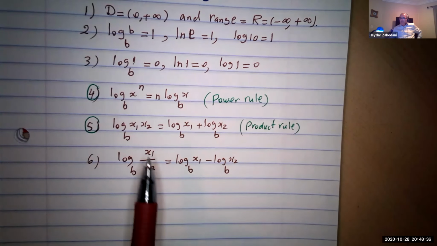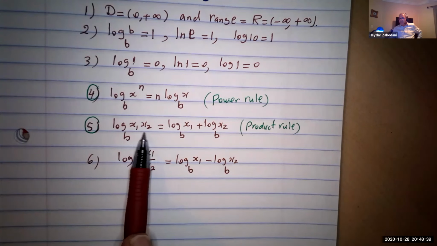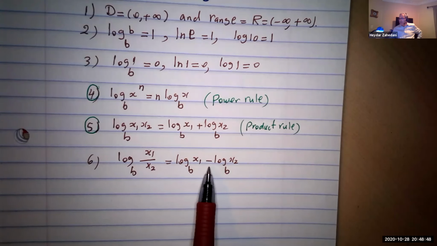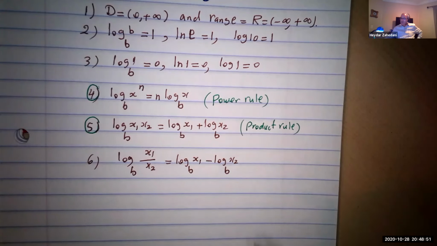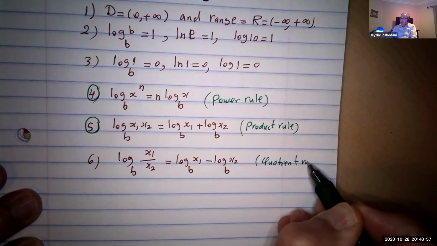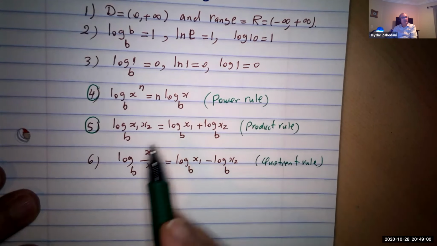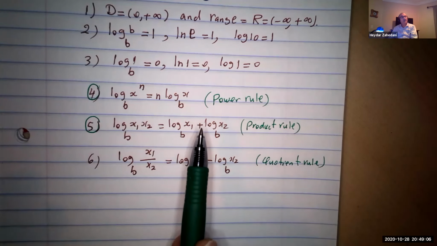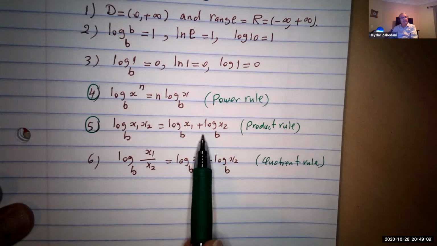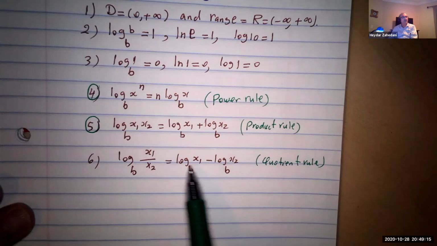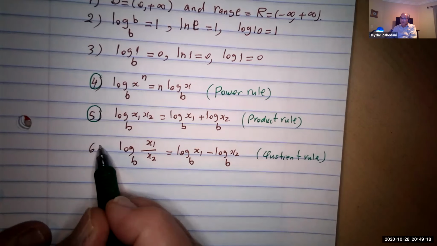So if you have any product, you can rewrite it as a sum of two logs. If you get any quotient, you can write it down as a difference of two logs. This is going to be called the quotient rule. Okay, so the power rule, you bring the power down. The product rule, you change the product into the sum. The quotient rule, you change any quotient into a difference of two logs. So that's going to be number 6.